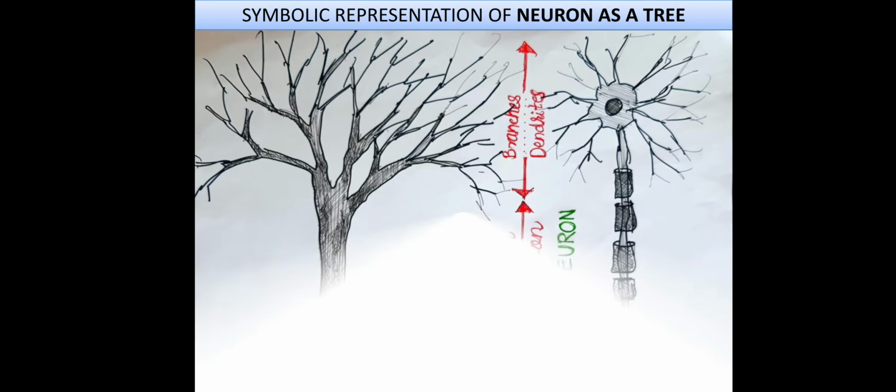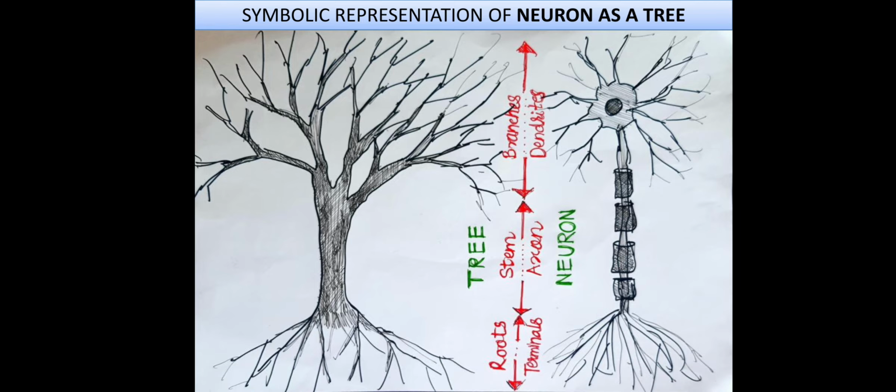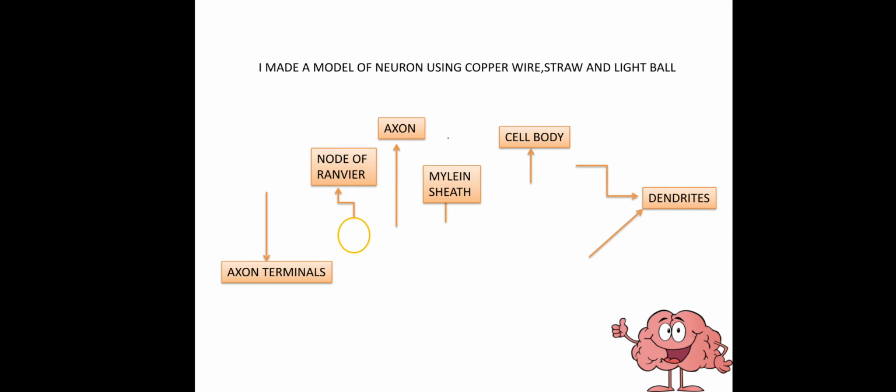Now there is a striking similarity between the structure of a neuron and a tree. Thus I have symbolized the neuron as a tree, where I have compared different parts of the neuron with the tree, as you can see in the diagram. Here observe that parts of the neuron like dendrites are like branches, the axon like the stem, the myelin sheath is like bark, and axon terminals are like roots of the tree. Fascinated with this, I chose to study neurons in depth. So I made a model of a neuron.